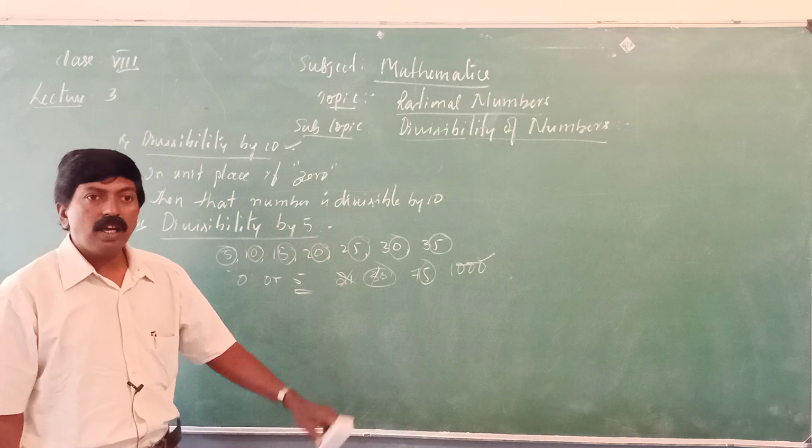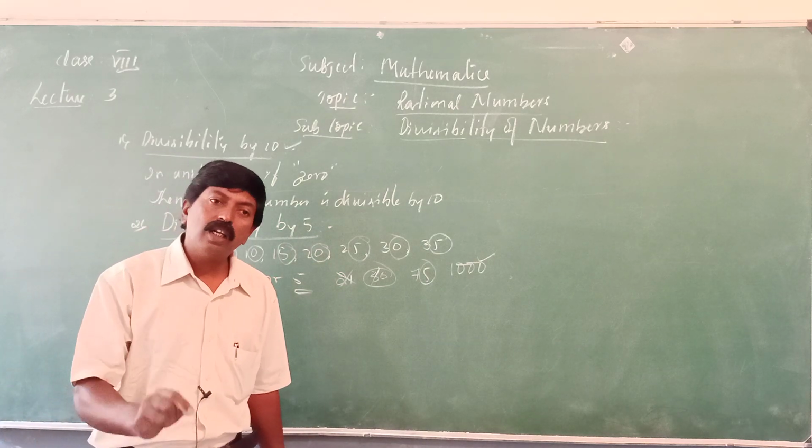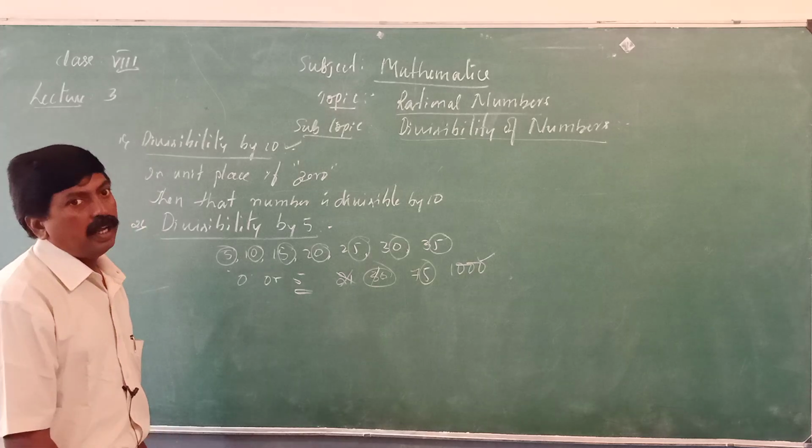Divisibility of 10 says that in the unit place there must definitely be a 0, then that number is divisible by 10.